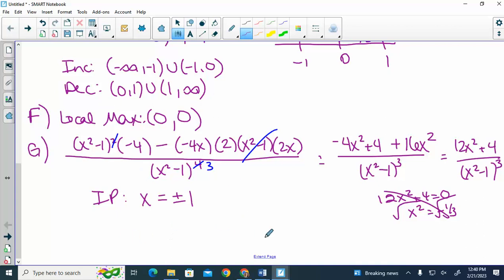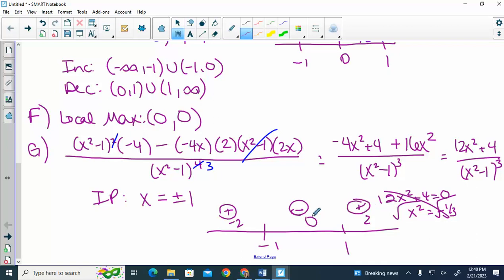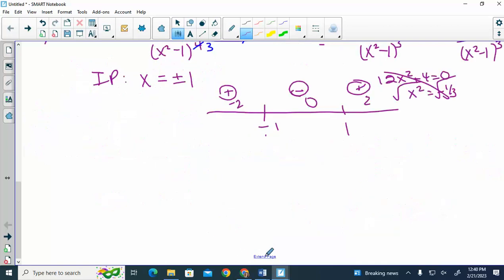So the concavity. We do our sign line. Plug these into the second derivative. So the top is always positive. The bottom, I put in negative 2, that's positive. If I put in 0, that's negative, and 2 is positive. So our graph is concave up, negative infinity to negative 1, union 1 to infinity. Concave down from negative 1 to 1.